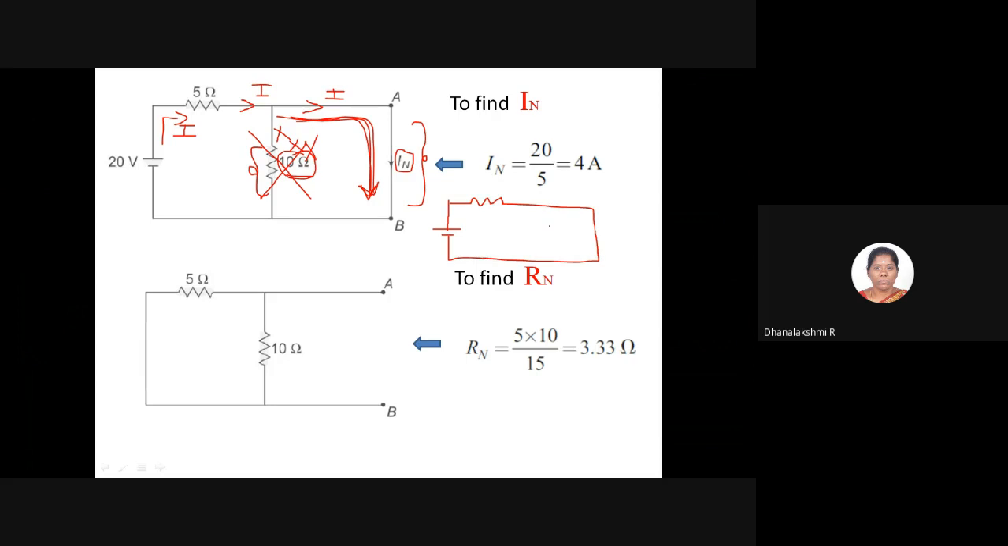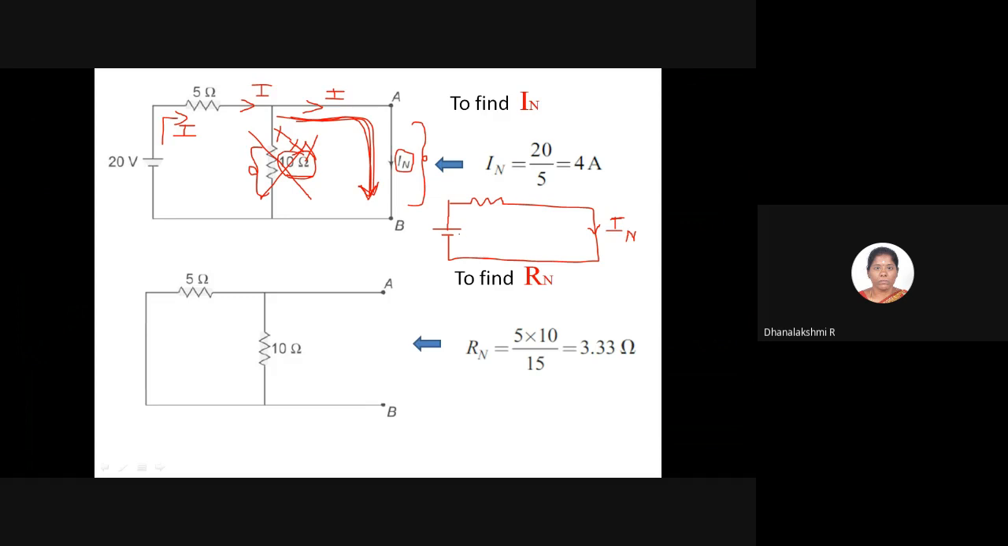So what we did, we removed the 10 ohm branch, because there is no current flow in that 10 ohm branch, because parallel to that 10 ohm branch we have the short circuit path. So when we have a short circuit path parallel to any resistor branch, then obviously all that current will be flowing only in the short circuit.